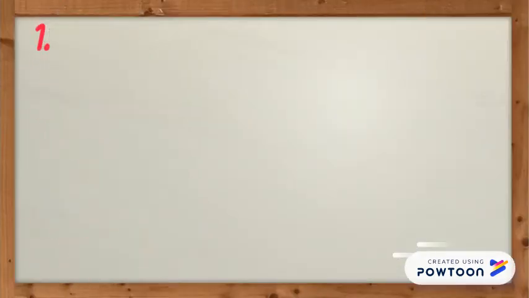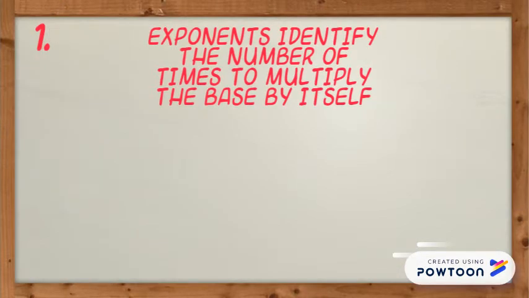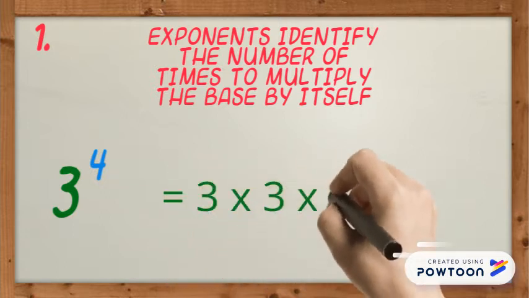Number 1. Exponents identify the number of times to multiply the base by itself. In our example, 3 to the power of 4, 3 is the base while 4 is the exponent. Therefore, we multiply 3 by itself 4 times.